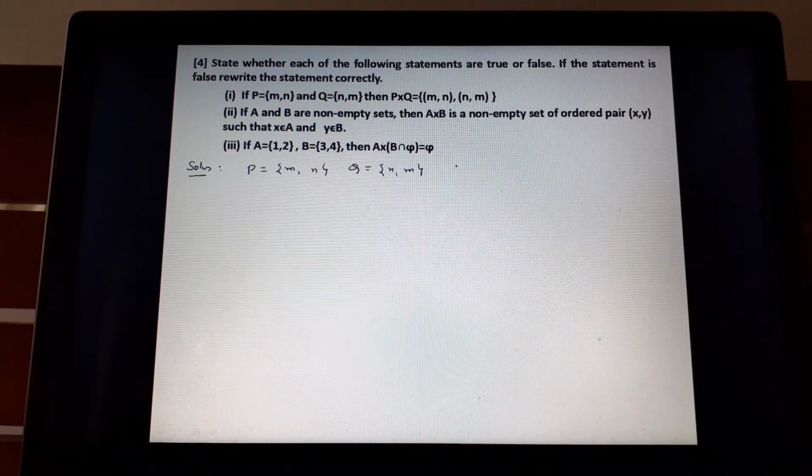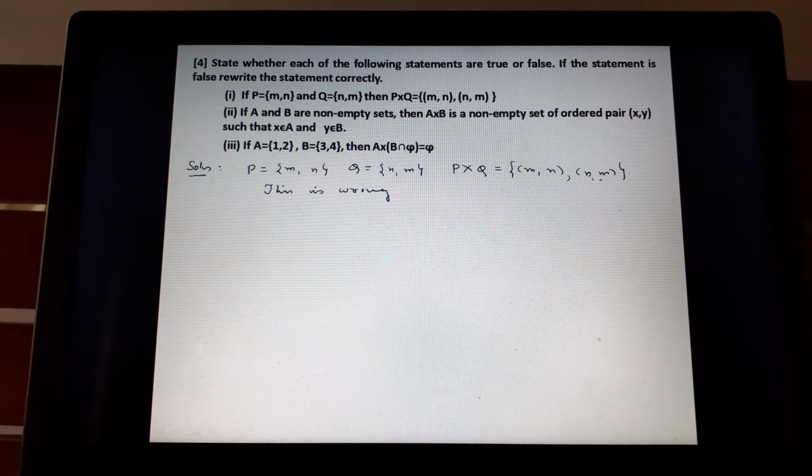Now what we want to find is, what he has given is P cross Q. The question says this is equal to {MN, NM}. So this is wrong. Why? Because the number of elements of P is 2, and of Q is 2. So the number of elements of P cross Q must be 2 into 2, 4, but here only 2 elements are there.